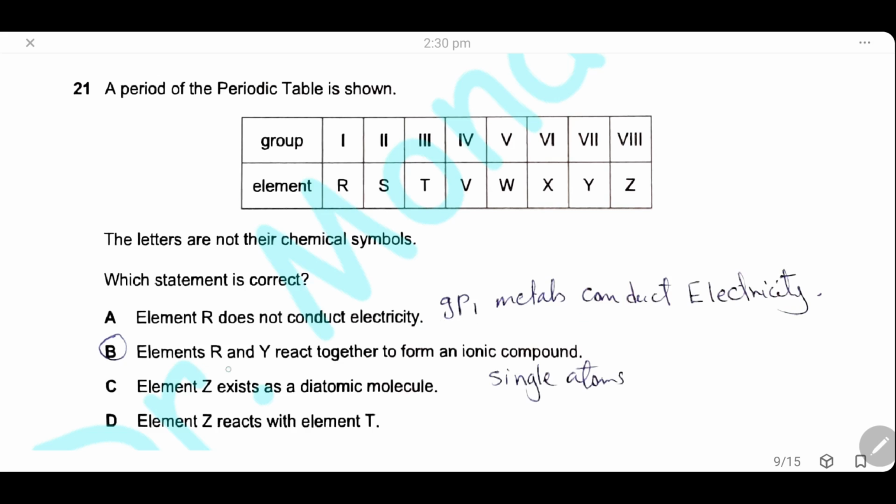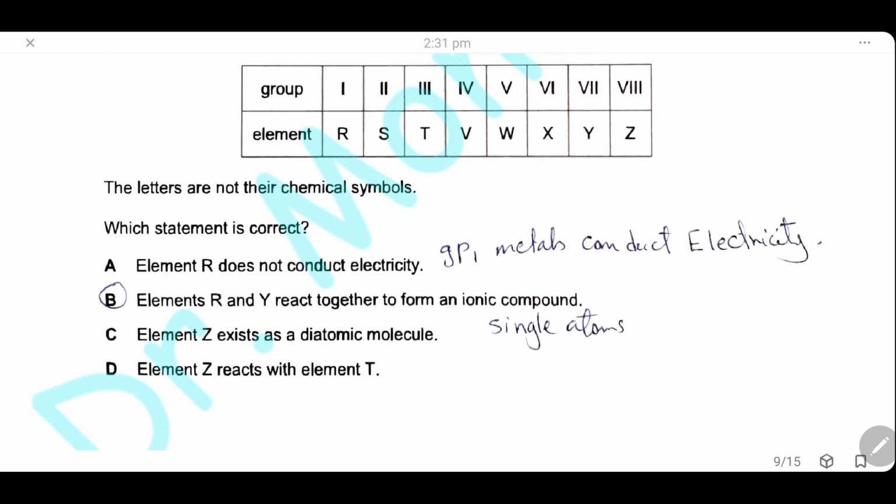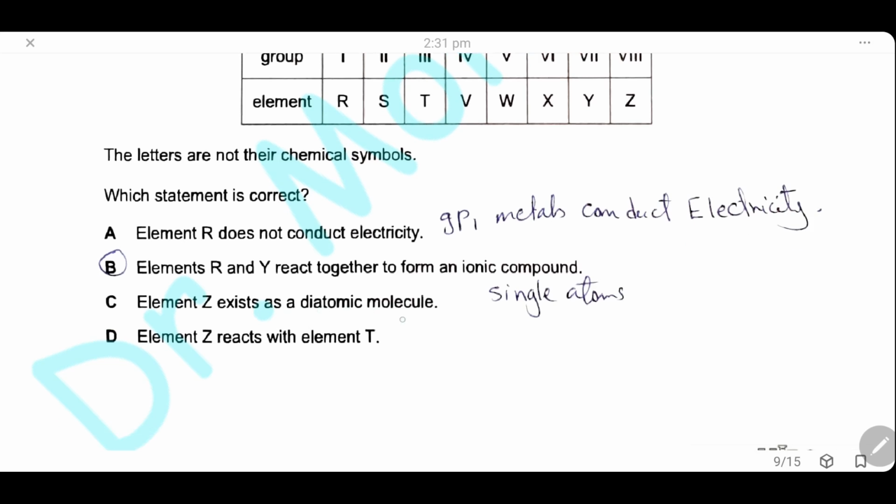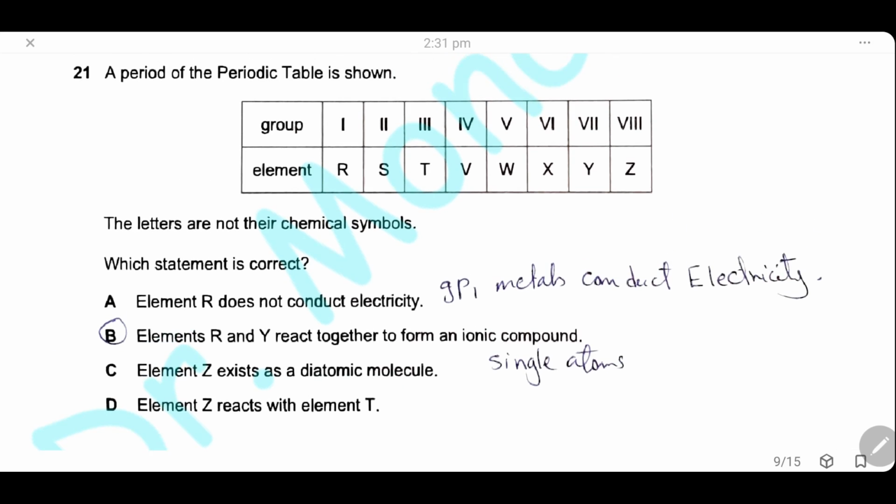B. Elements R and Y react together to form an ionic bond. That's correct because Y is in group 7. It forms an ionic bond with an element from group 1. So R and Y form an ionic compound. Element Z exists as diatomic. Element Z is in group 8, it exists as single atoms. This is of course a wrong statement because element Z is a noble gas, it's inert. So the answer is B.